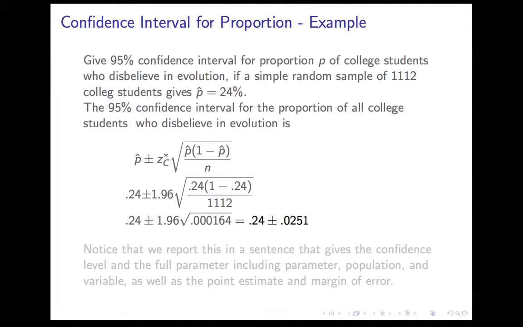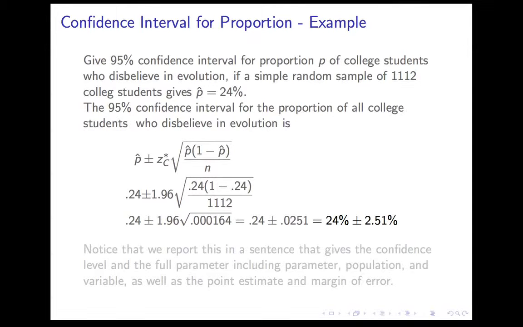We get 0.0251. Or I like to report my confidence intervals as percentages when we're talking about proportions, because I find percentages are easier to get a picture of. This is an acceptable way to leave it: 24% plus or minus 2.51%.